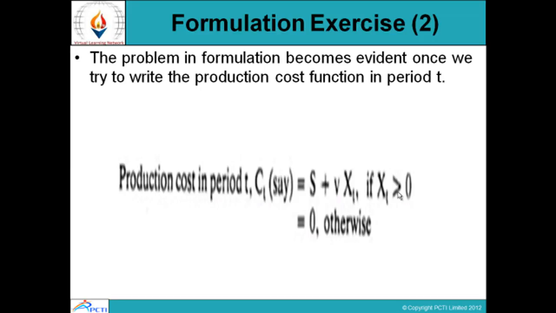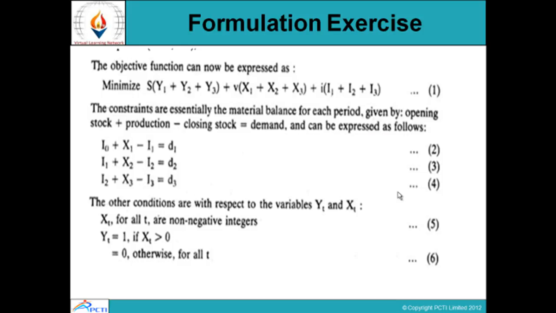Formulation exercise 2. The problem in formulation becomes evident once we try to write the production cost function in period t. Production cost in period t, Ct, is equal to S plus Vx if x is greater than 0, and equal to 0 otherwise. The objective function can now be expressed as: minimize S(y1 plus y2 plus y3) plus V(x1 plus x2 plus x3) plus I1 plus I2 plus I3.